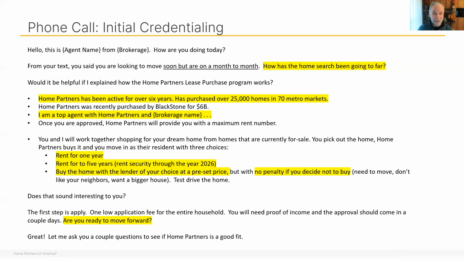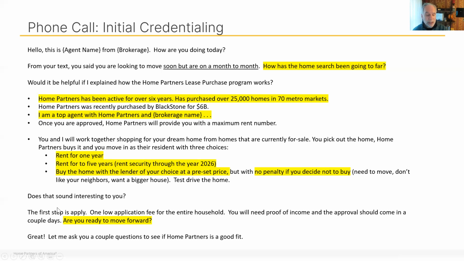Heck yeah, that sounds interesting to me, right? I already talked about how frustrated we were about trying to find a rental house in the communities that we want to be in. This sounds terrific. It almost sounds too good to be true. Well, Henry, well, Mary, it is true. As I shared with you before, I've put a lot of families in houses. Home Partners has bought over 25,000 houses. Let's make that work for you.